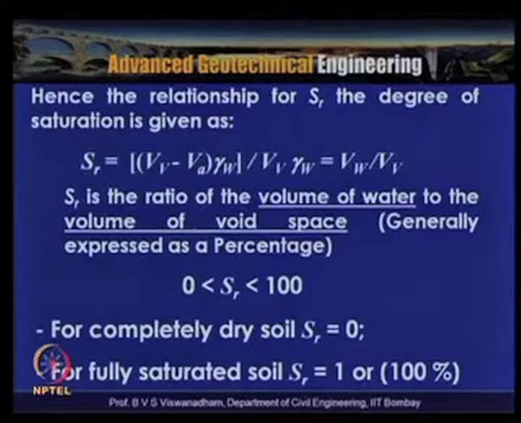So, if you simplify this, you will get VW by VV. So, SR is the ratio of volume of water to the volume of void spaces. This is generally expressed as a percentage. It ranges from 0 to 100. If SR, the degree of saturation, is equal to 100, that means that the soil is completely saturated. If you have a soil with 80% saturation, then we can say that the soil is partially saturated. So, for fully saturated soil, SR, or degree of saturation, is equal to 100%.